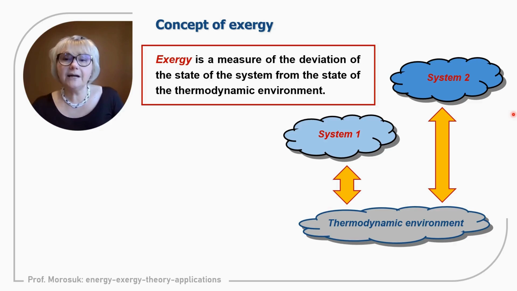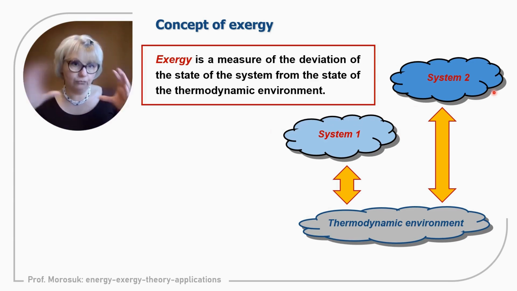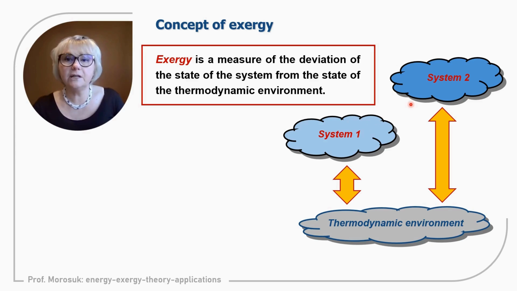On this slide, you can see that the quantity of system 1 and system 2 is the same. Let's assume that quantity is the area of these clouds, but cloud 2 is further than cloud 1 from the thermodynamic environment. According to the definition, system 2 will have higher exergy than system 1, but both systems will have the same energy. So one more time, energy is quantity, and exergy is the measure of the deviation between the system and the thermodynamic environment. This is very important: the thermodynamic environment.